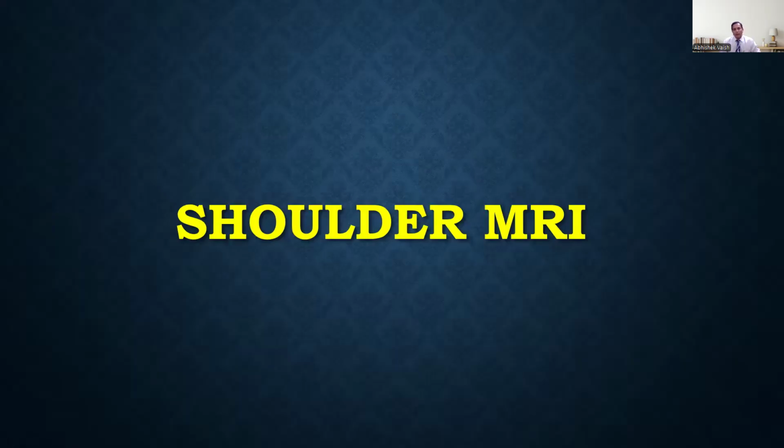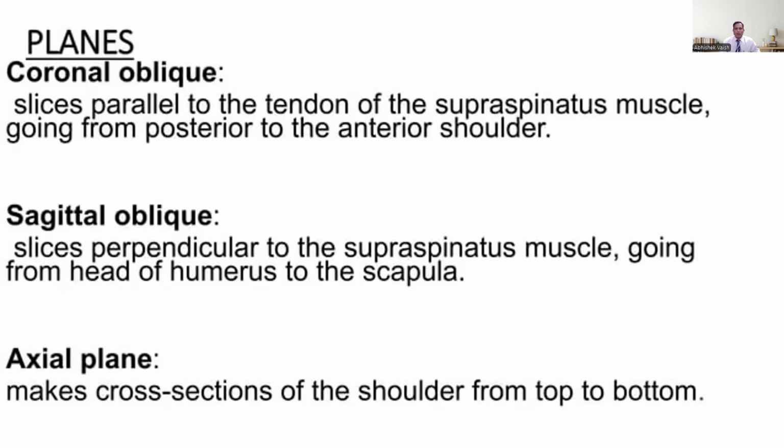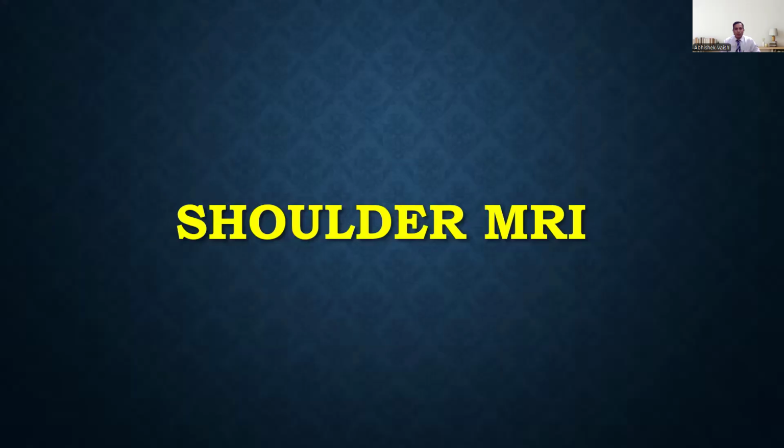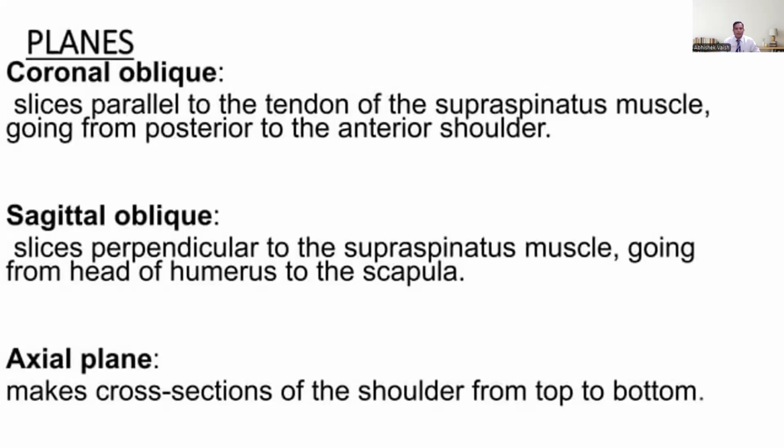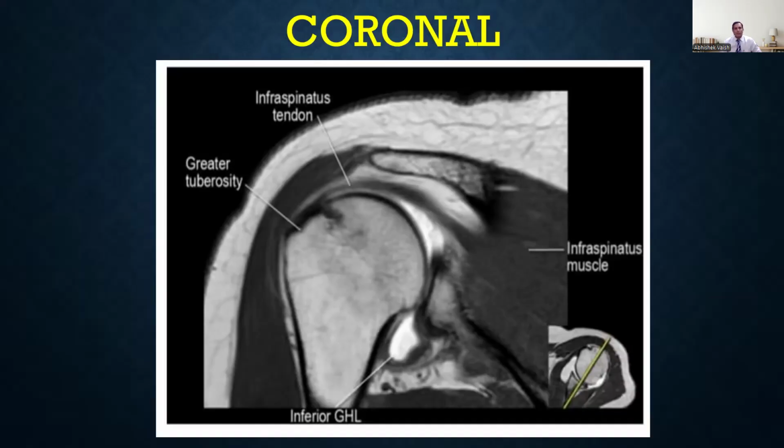Next, we are going to talk a little bit about the shoulder MRI. So again, there are three types of cuts: coronal cuts, sagittal cuts, and axial cuts. On a coronal cut, you see the supraspinatus muscle going from posterior to anterior. Sagittal oblique is perpendicular to the supraspinatus muscle, and axial are again cross sections of the shoulder from top to bottom. So again, look at your plate images and know where you are looking.